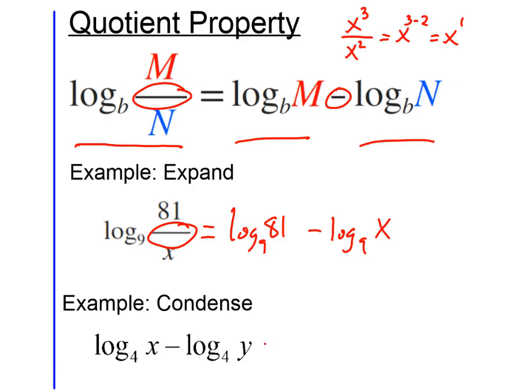Let's work backwards and combine these two logs to say log once. What's the base on the log? It's 4 because that's the base on both of the logs. It says minus, so I'm going to have a division for my single log.